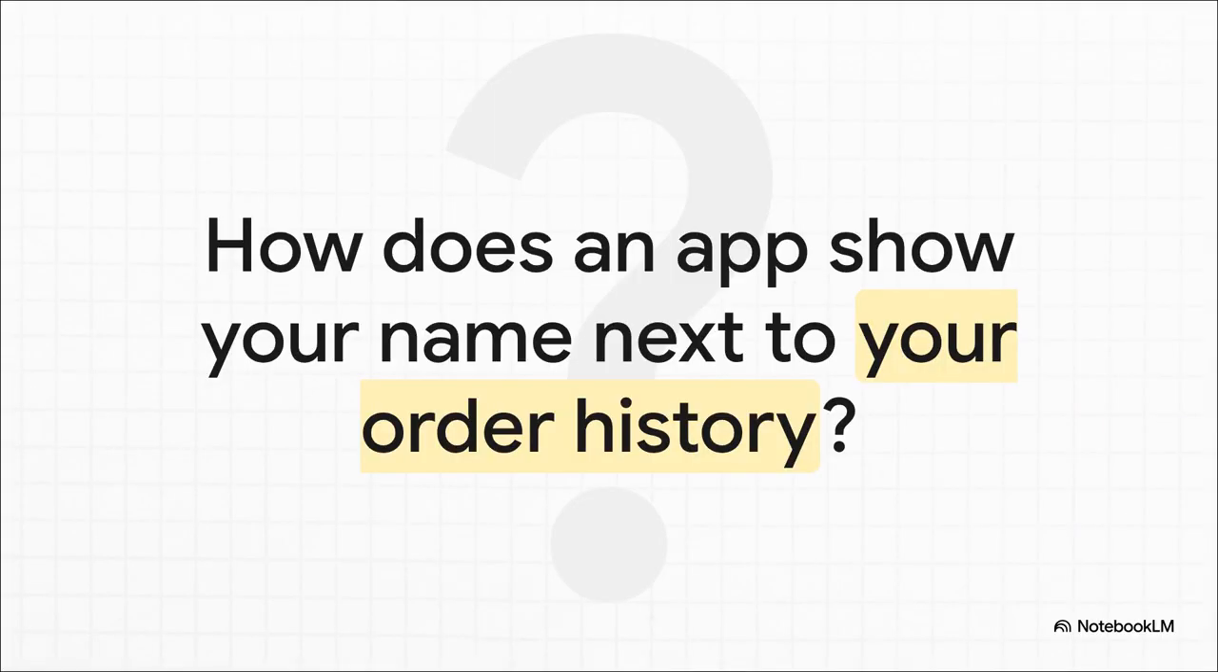Think about this for a second. Ever wonder how an app can show your name right next to your order history? I mean, your user profile is in one digital bucket, and your order history is in a completely different one. Well, the magic trick that stitches them together, making it look all seamless, is a SQL join. It's pretty much the hidden engine running behind almost every app you use.